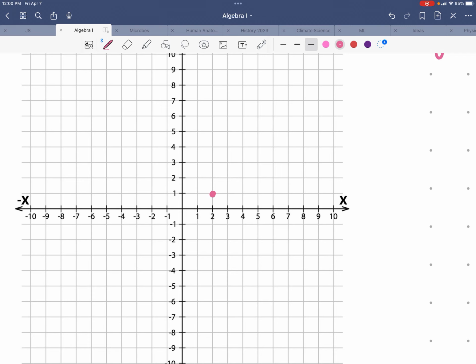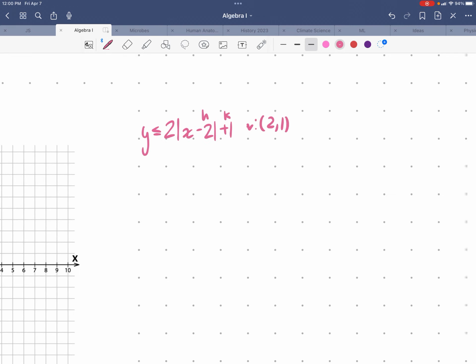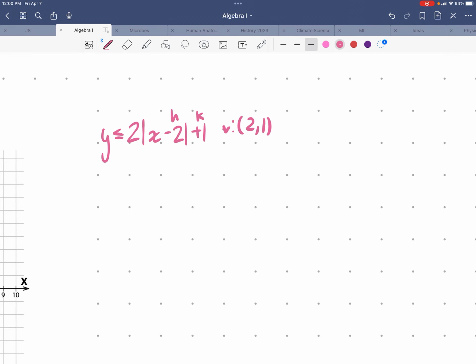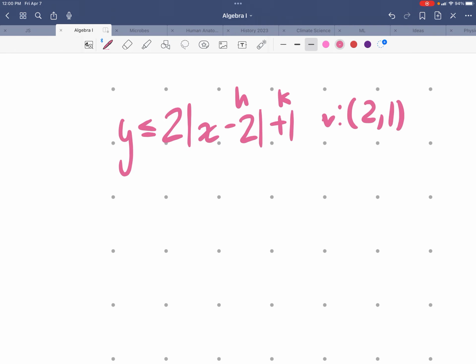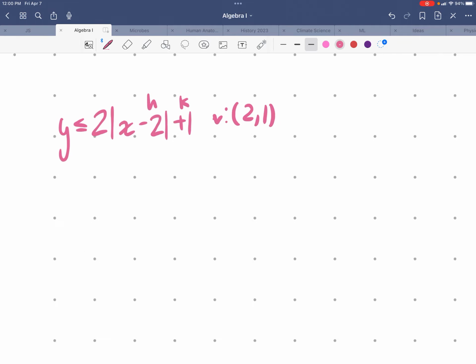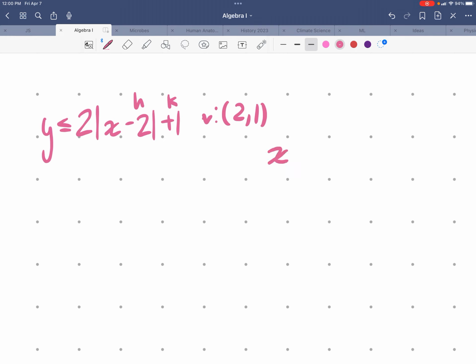Let's graph this. And now, to decide which way our parabola will be facing, since a is positive, and our equation is quadratic in the x, this means our parabola will face upwards. Now let's start graphing.